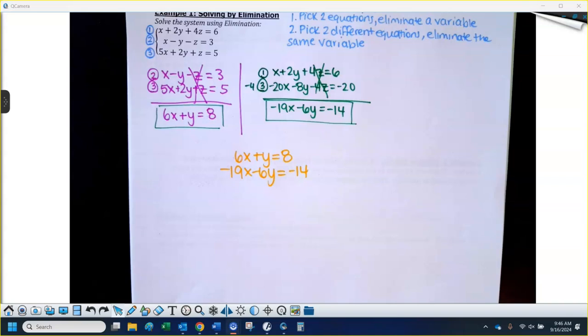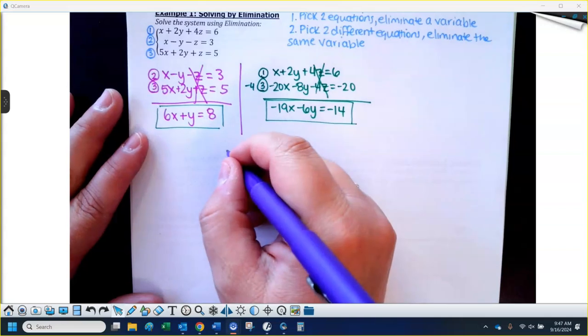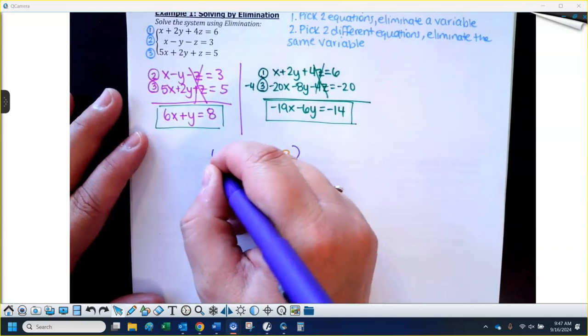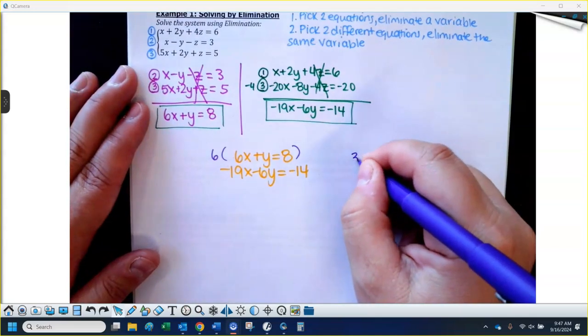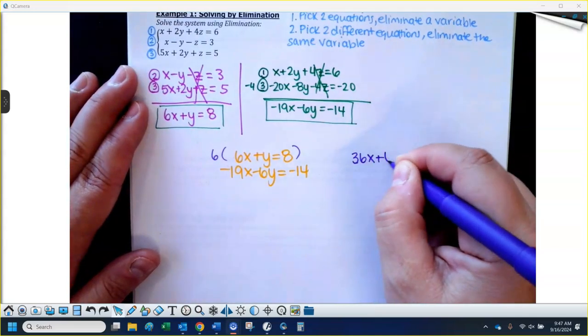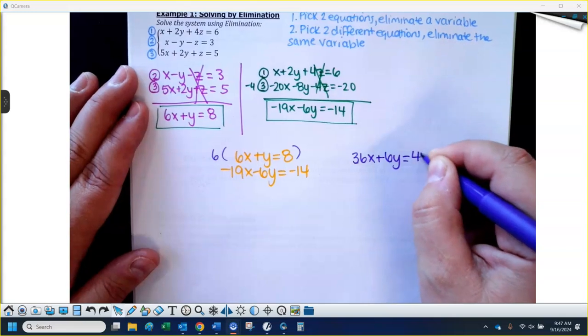Now, what we have set up here, if you like substitution better, it would be really easy to get y alone in that first equation. I would just subtract 6x. So if you prefer substitution, you could do that. If it's me and I see that same thing, that coefficient of 1, I would just run a 6 through this top equation and then cross the y's off like that. So I would have 36x plus 6y equals 48.